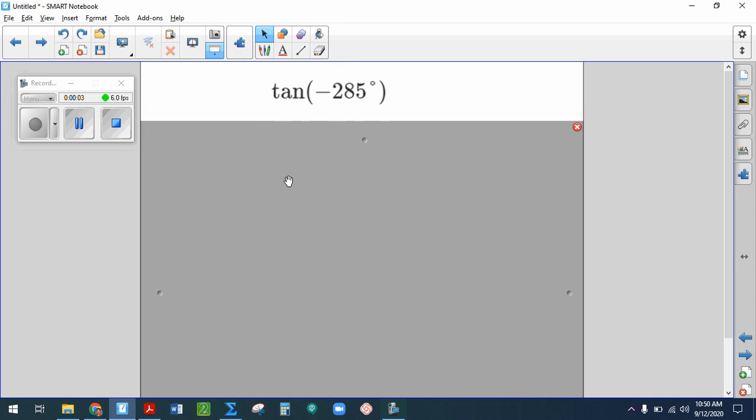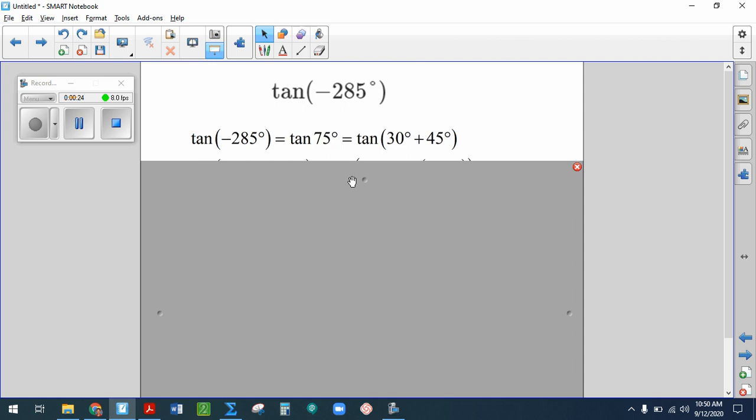Okay, this was number 5, I think. 5, 6, yeah, this is number 5. Tangent negative 285. So there's different ways you can set this up. I always use the sum and difference identities if given the opportunity, because I don't mind simplifying those. I don't usually like simplifying the half angle identities, but it doesn't really matter.